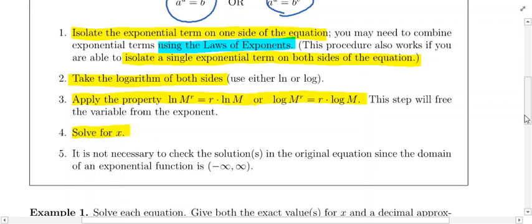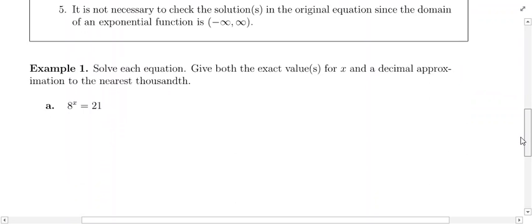All right, so just to sum up before we try this, you want to isolate your exponential term either on one side or both sides of the equation. Once you've done that, you're going to take the logarithm of both sides using natural log or log. Then you're going to apply the third major property of logarithms, where you have the logarithm of something to a power, you can bring that power down in front. That will free the variable from the exponent and allow you to solve for the variable. Okay, so here we go.